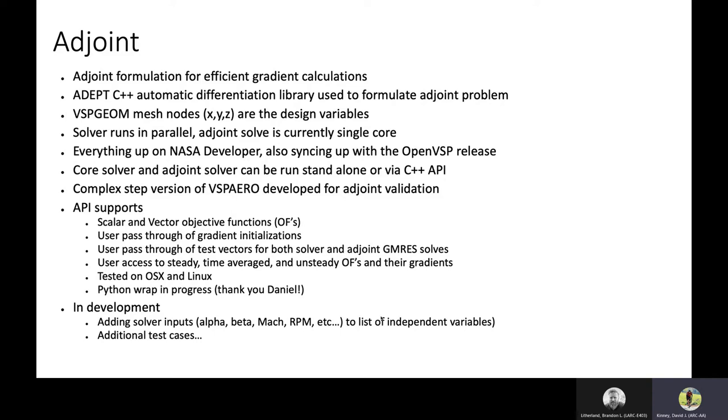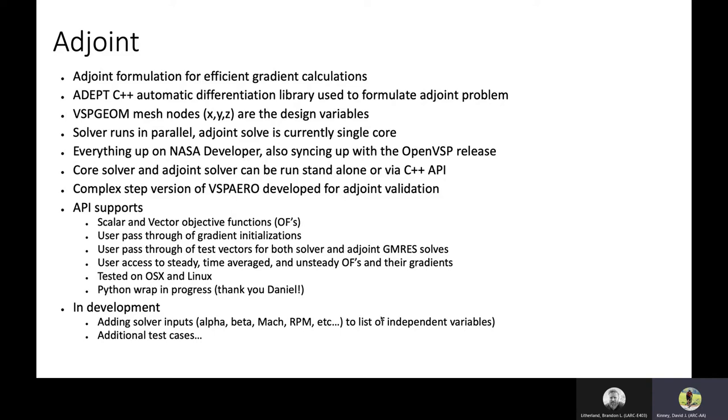It supports scalar and vector objective functions. Like my example earlier, your objective function was just drag coefficient. It could be lift coefficient, it could be pitching moment, but it could also be a list of things like pitching moment, drag coefficient, lift coefficient. It can also be things like the loading, or the pressure at every node, or the spanwise loading along a wing. So if you've got a wing that's defined by 20 different spanwise stations, the code's going to come back with the integrated forces and moments for each one of those stations.